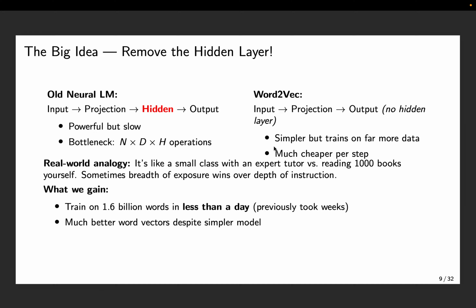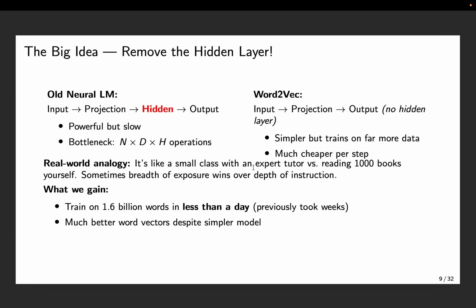Now you might think, won't removing the hidden layer make the model much worse? And yes, the model is less expressive. It can't learn as complex patterns per training example. But here is the key trade-off the authors make, and it's a philosophical argument that I think is really profound. Simple models trained on huge data outperform complex models trained on less data. By removing the hidden layer, each training step becomes so cheap that you can train on vastly more data in the same time. Here is a real-world analogy. Imagine you want to get good at a language.